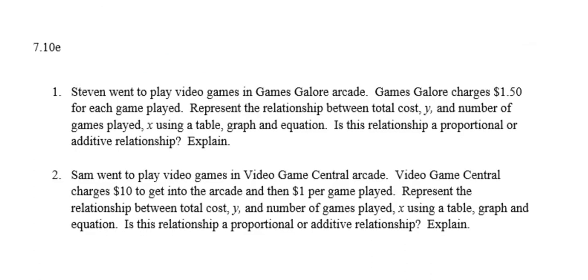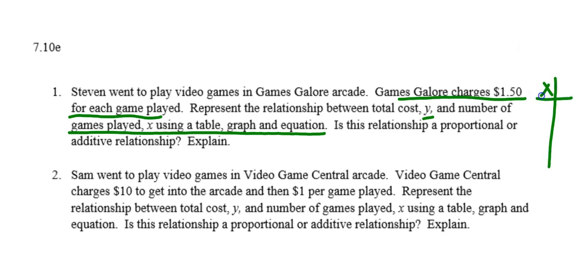Okay, now we're on to 710E, the last page. We have a couple of word problems. Stephen went to play video games in Games Galore Arcade. Games Galore charges $150 for each game played. We're going to represent that relationship with y and the number of games played using a table, graph, and an equation. For this, we're going to focus on whether it's proportional or additive, and we're going to explain. We don't really have room to create all those things. So I'm going to make a table, though, to help me make sense of this. X being the number of games, Y being the cost.